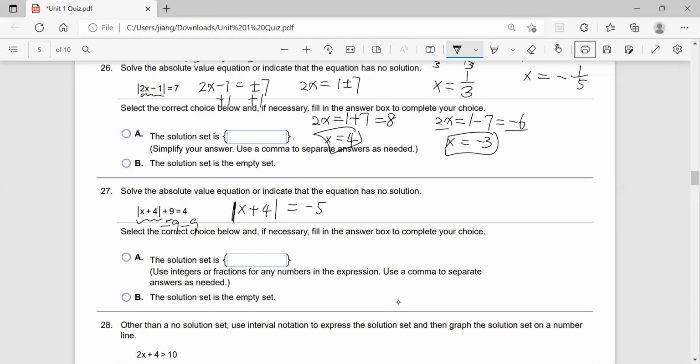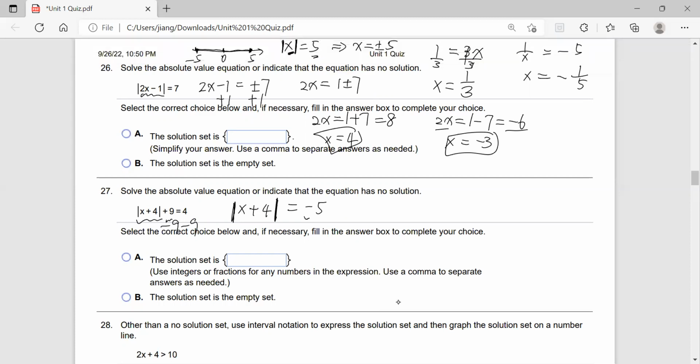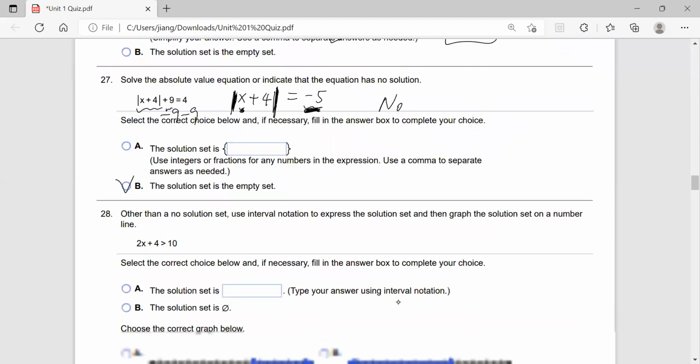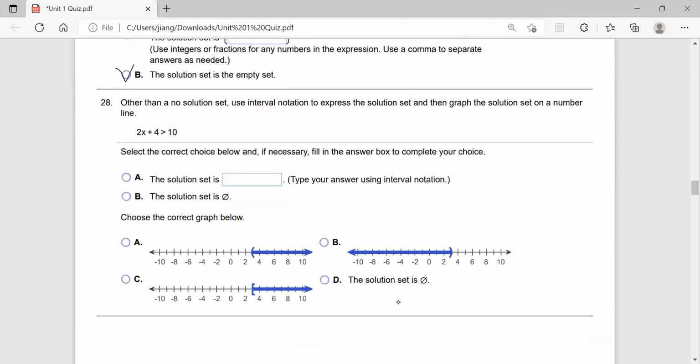The absolute value means distance. Can distance be a negative number? No. There is no solution for x because I can't find any value for x such that the absolute value of x plus 4 equals a negative number. So there's no solution for this set. This is the empty set.